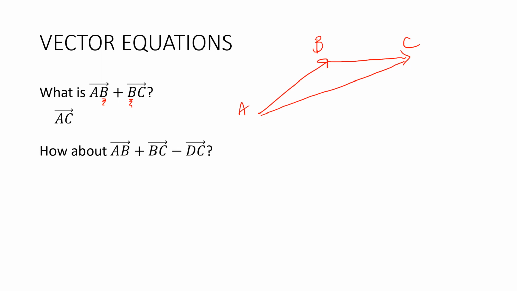All right, how about this one? What is the vector AB plus BC take away DC? I can see that we can do that part, but what about this? Well, DC is equal to negative CD. So this is the same as AB plus BC plus CD. So what's the answer? AD.